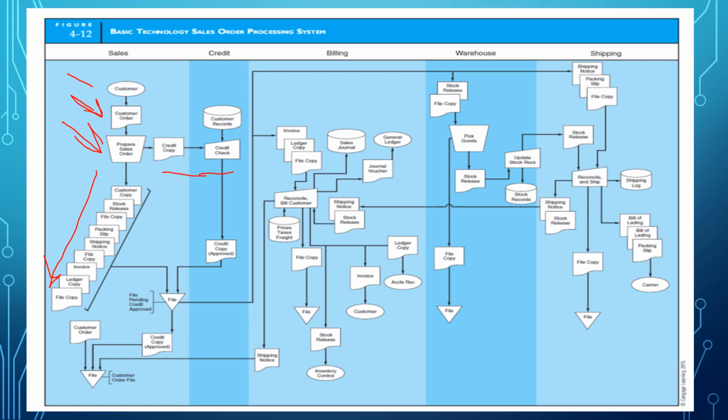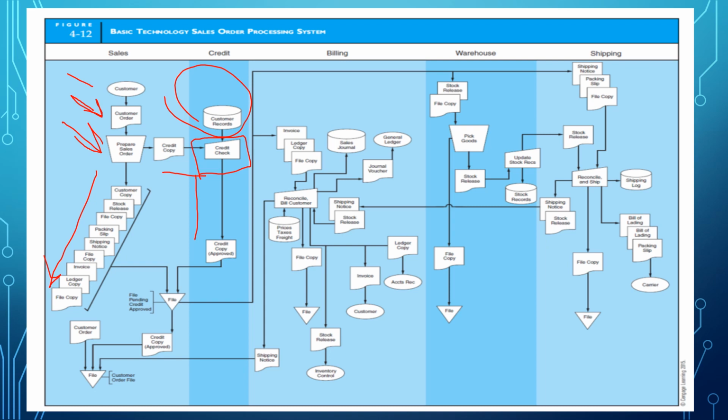But here we start to have a terminal, which is not manual. It is computerized, entering to the file. We are reading this file. The symbol of the cylinder is, as we said, the file, the computer-based file. Then we generate the credit copy approved, and then we keep it here.